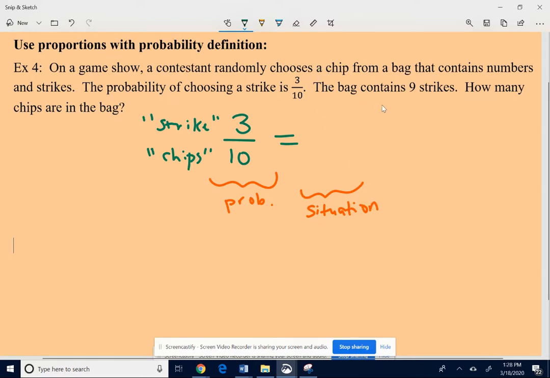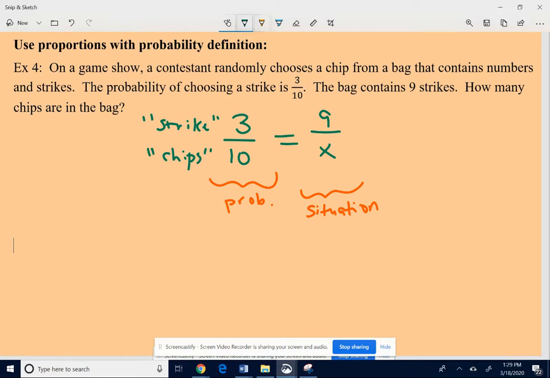So the bag contains 9 strikes. How many chips are in the bag? The 9 is the strikes on top. And how many chips are in the bag? That's the total chips on the bottom. So we really just have a proportion. The probability is set equal to favorable over total with the actual situation. So 3 out of 10 is the probability. That's proportional to 9 strikes over X chips in the actual situation.